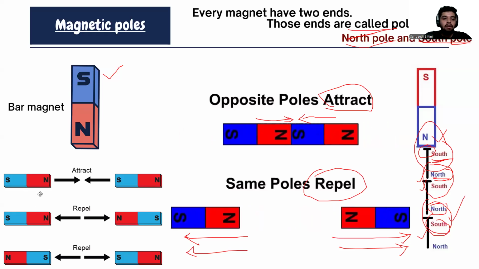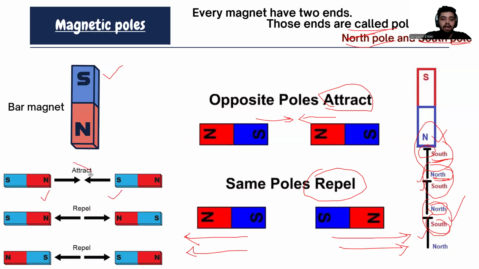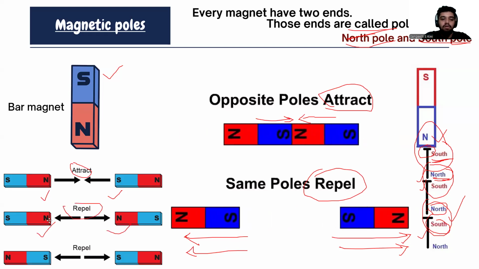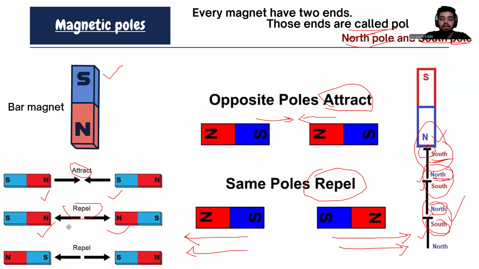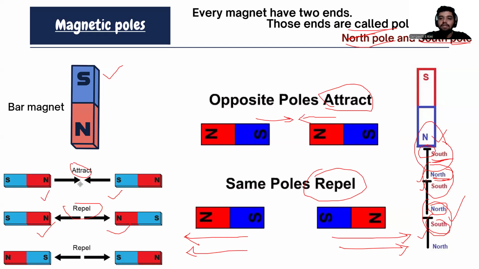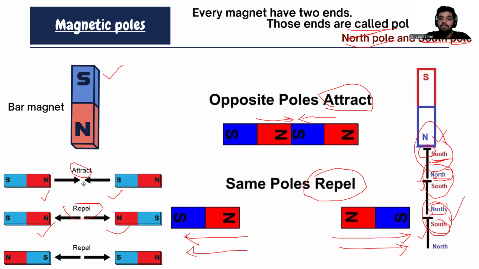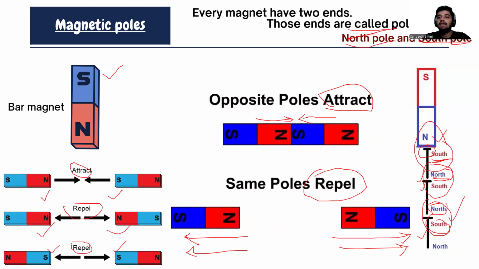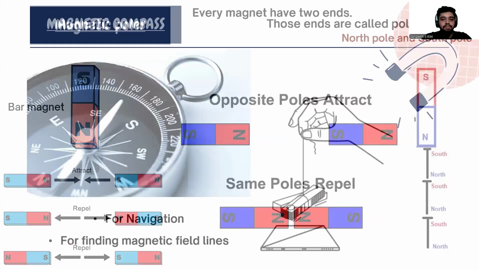Here we can clearly see that if you bring a north and a south pole together, they attract. If you bring a north and a north pole together, what happens? It will repel, because these two are like poles. Like means similar poles. If you bring north and south, they attract, because they are unlike poles, which means non-similar poles. North and north will repel because they are like or similar poles. Let's move to the next slide.